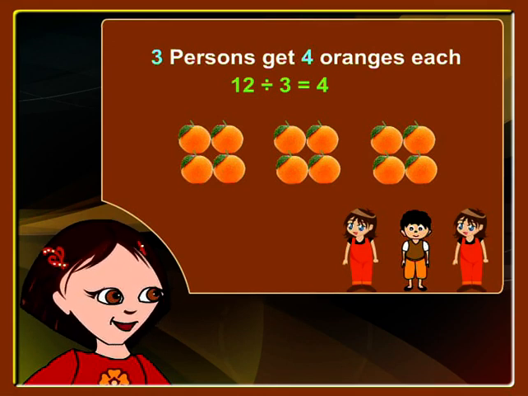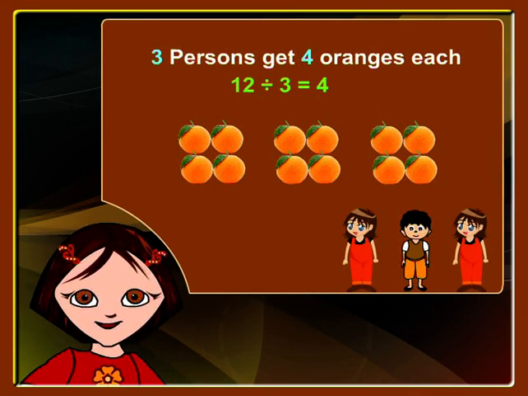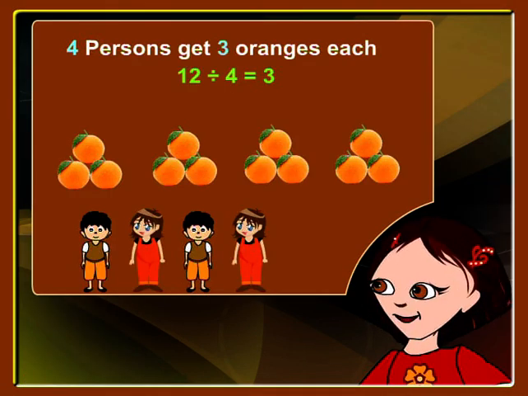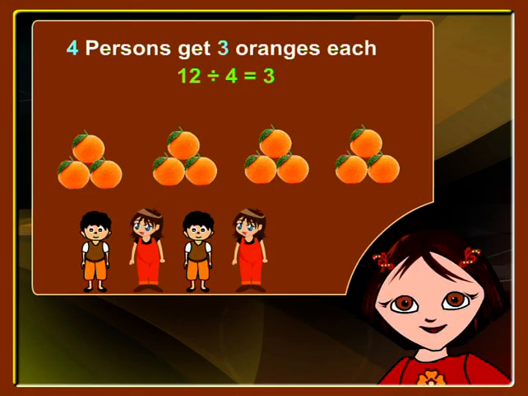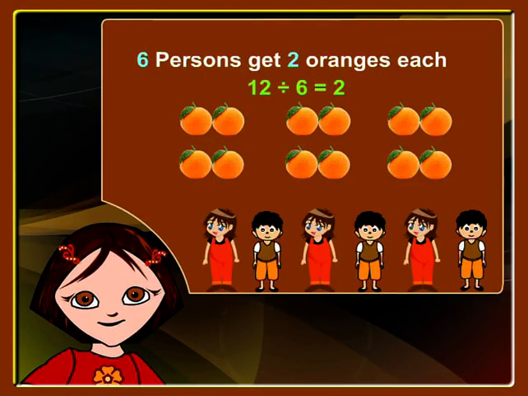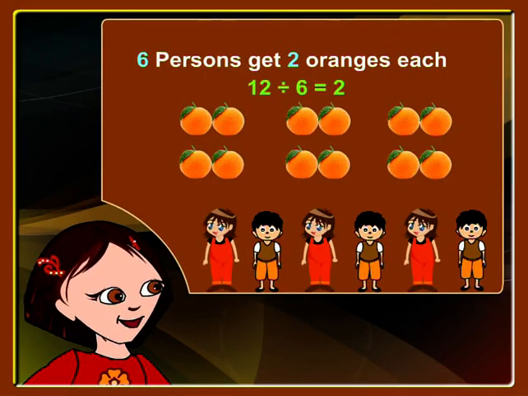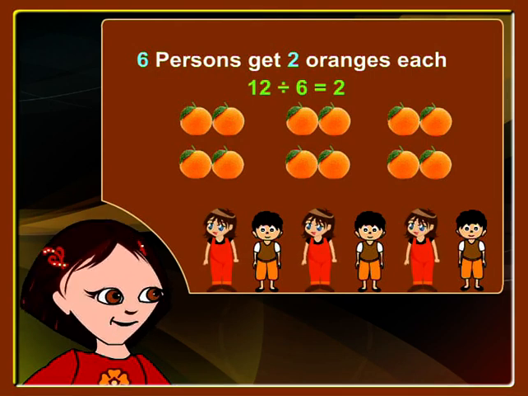That is, 12 divided by 3 is equal to 4. But if my uncle divided the 12 oranges equally between 4 of us, then we would get 3 each. That is, 12 divided by 4 is equal to 3. And if my uncle divided the 12 oranges equally between 6 of us, then we would get 2 each. That is, 12 divided by 6 is equal to 2.